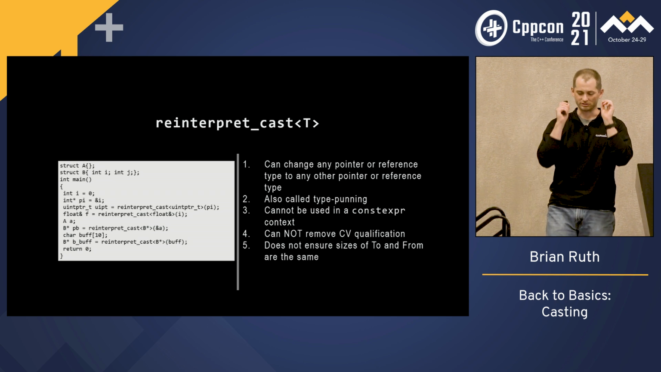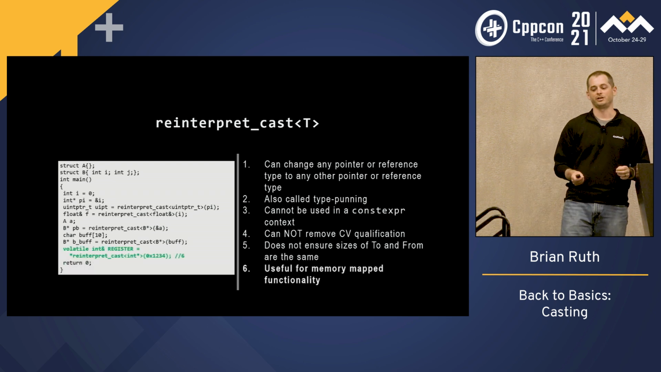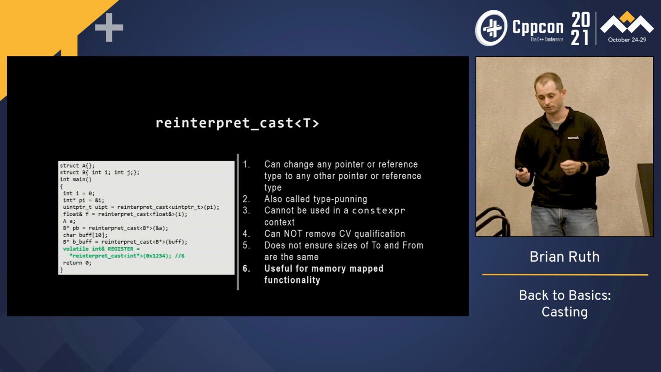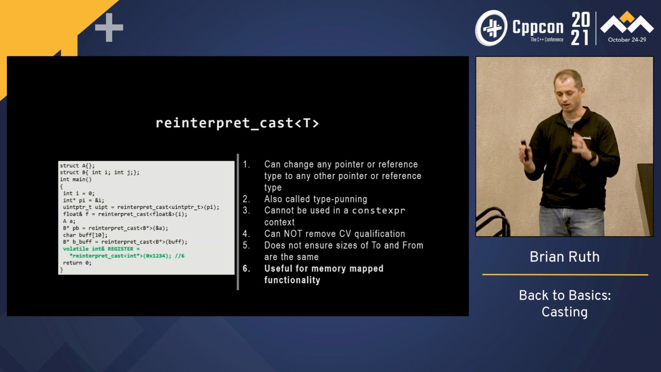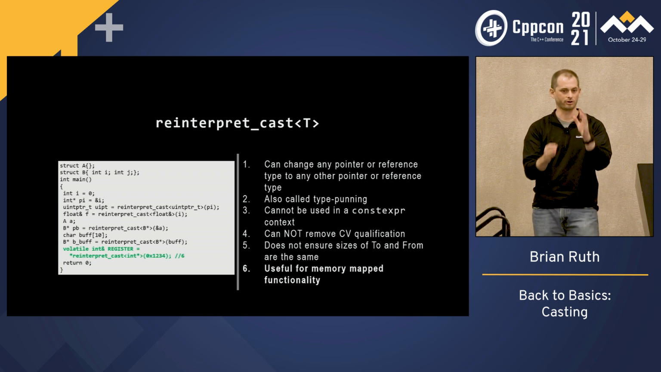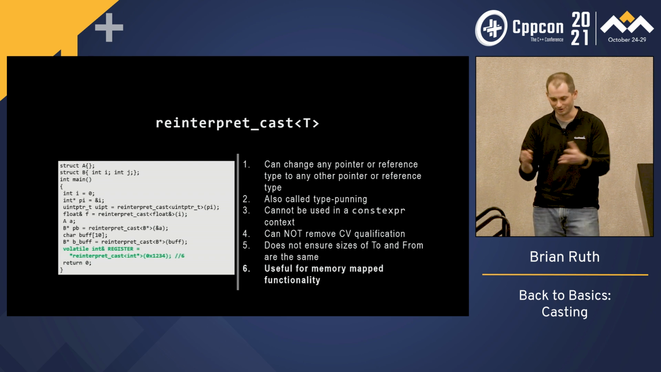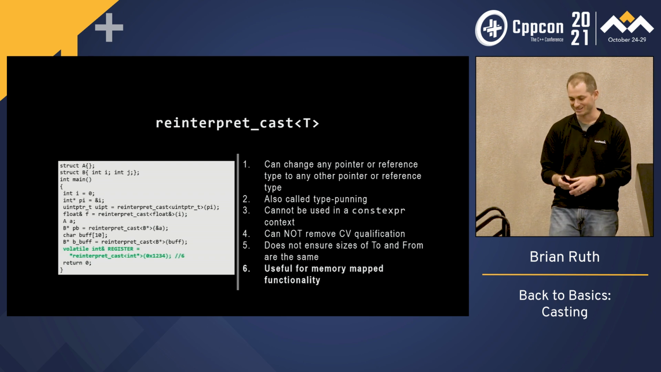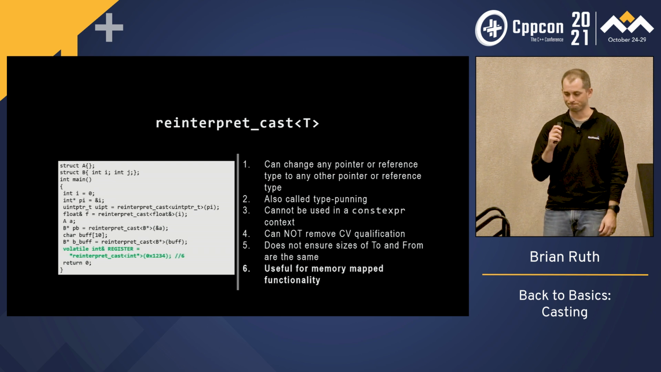But one place where this is super useful is for memory-mapped functionality, especially in embedded systems. So if there's some LED or something that you need to write to at a certain address in order to turn it on and off, this is the way to do it. Unfortunately, you can't do that in a constexpr context, so this is always going to be a reinterpret cast.